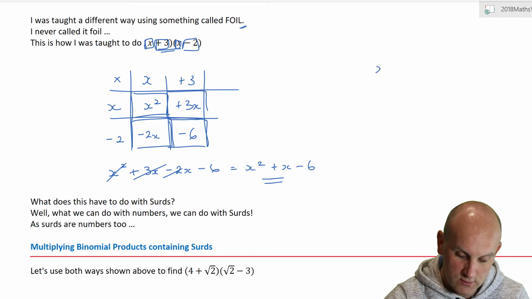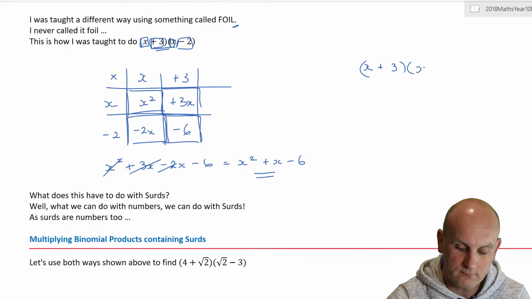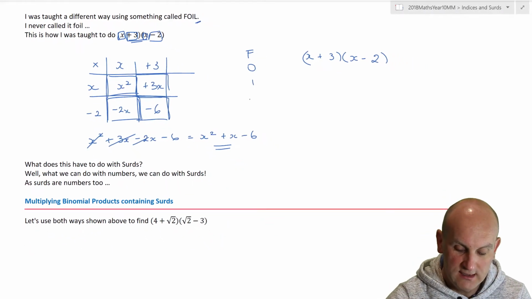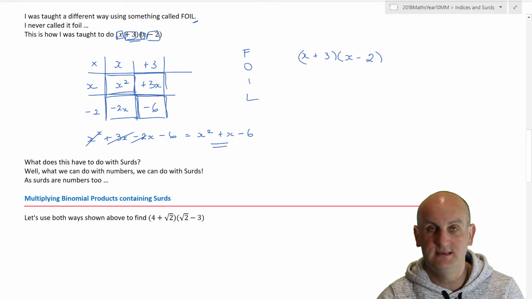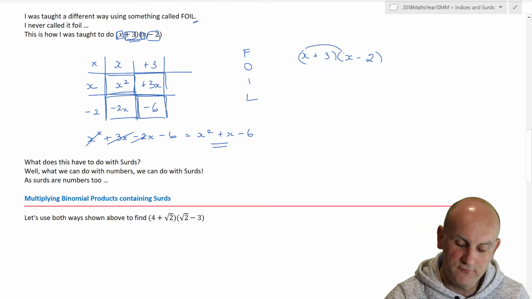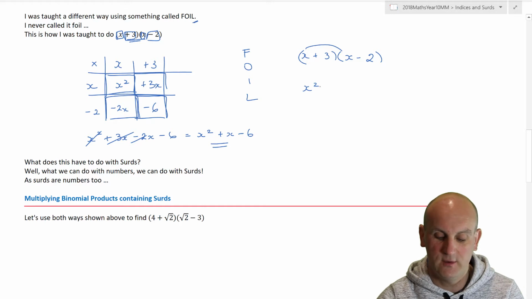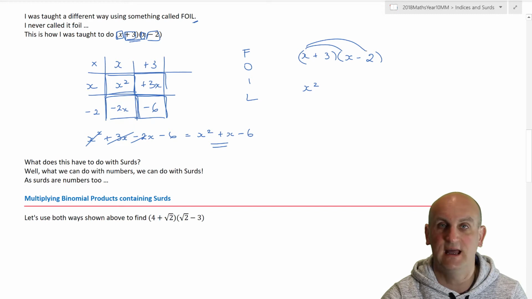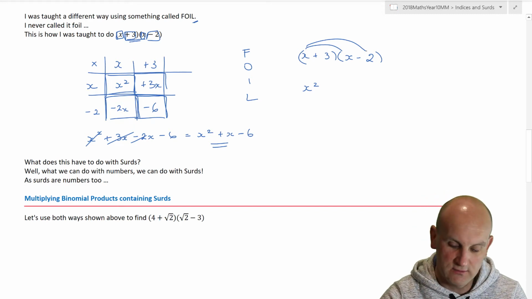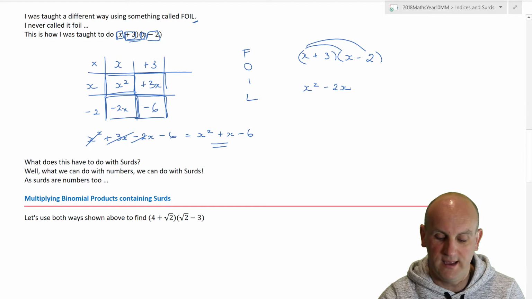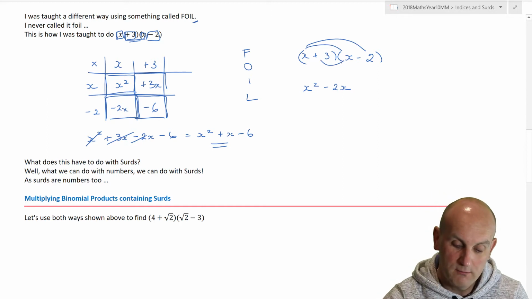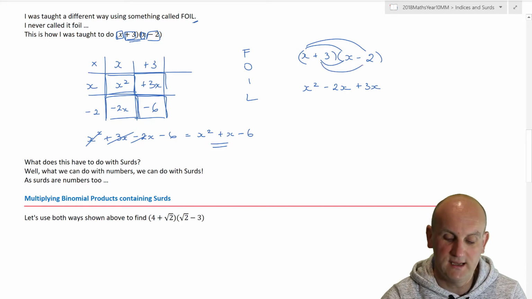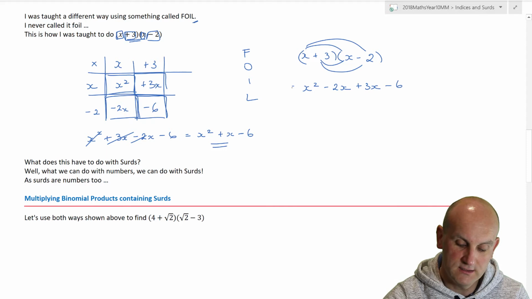Now, the way I was taught it was x plus 3 and x minus 2. Now, FOIL stands for first, outside, inside, and last. So what it means is multiply the first 2 terms together. So there are my first 2 terms. x times x gives me x squared. Then it says multiply the 2 outside terms together. And by that it means this. So there's an outside term, which is the x, and a minus 2 is an outside term. Multiply them together gives me minus 2x. Then the inside 2 terms, plus 3 times x gives me plus 3x. And then the last 2 terms of the brackets, plus 3 times minus 2 is minus 6. And what do I get?